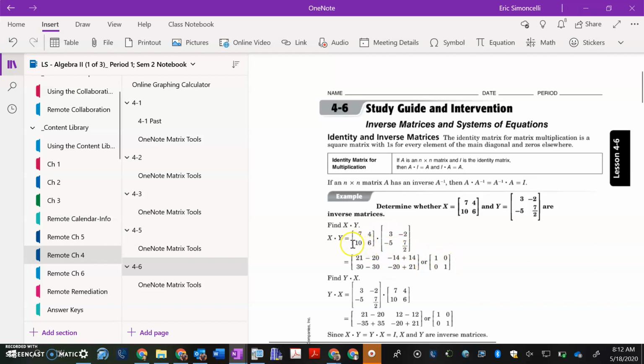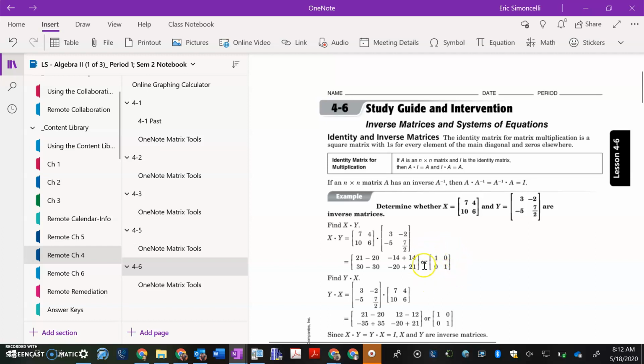And then we jump down to the second row, 10, 6, and 3, -5. 10 times 3 plus 6 times -5, 30 minus 30, which of course is 0. And then 10, 6, -2, 7 halves. 10 times -2 plus 6 times 7 halves, -20 plus 21, which is 1.